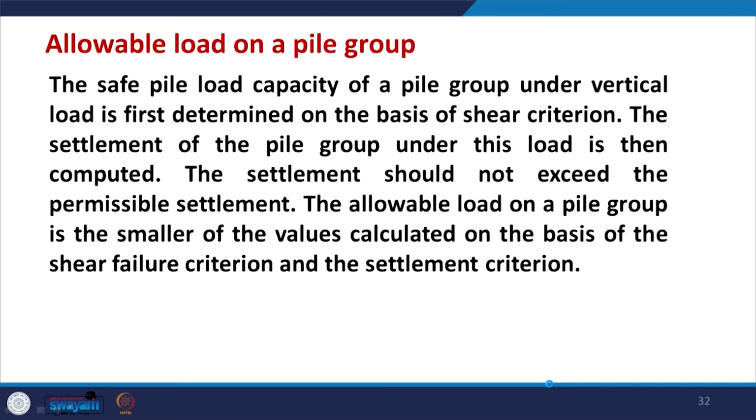The allowable load on this pile group is the smaller of the values calculated on the basis of the shear failure criteria and the settlement criteria. So, you find the load using the shear failure criteria as well as using the settlement criteria, and out of these two values the minimum or smaller one will be the allowable load on a pile group.